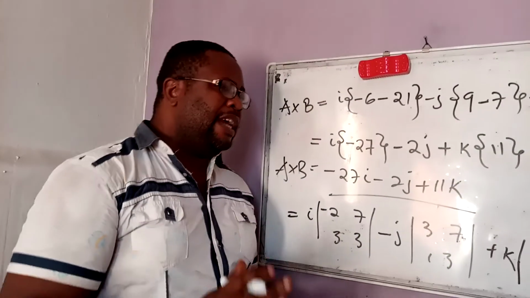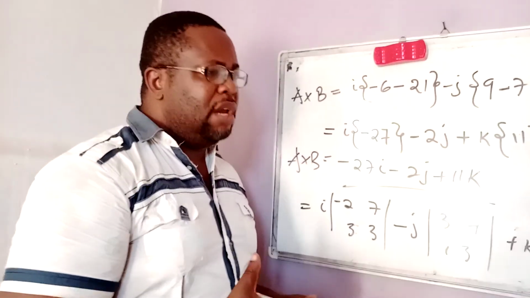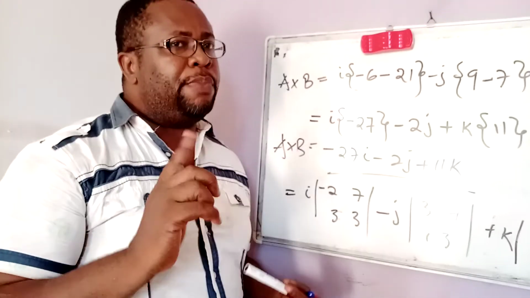So you notice that to find the cross product, you get a vector. Meanwhile, to get the dot product, you simply come out with a number.